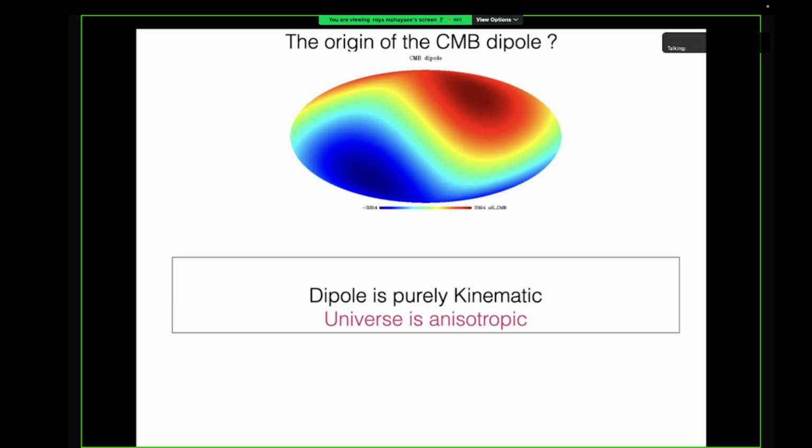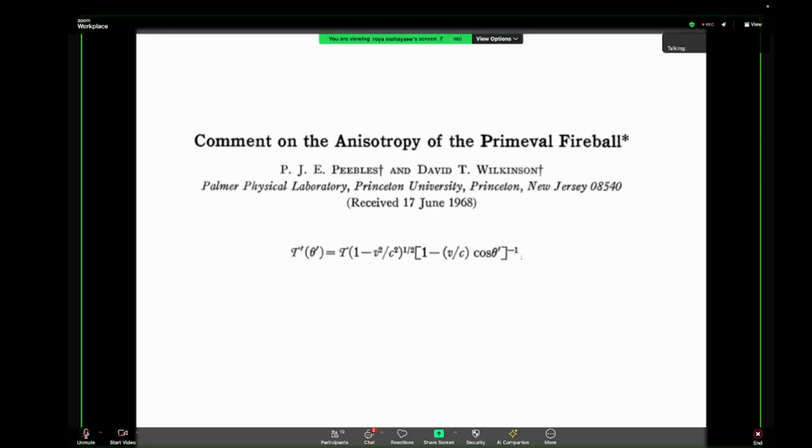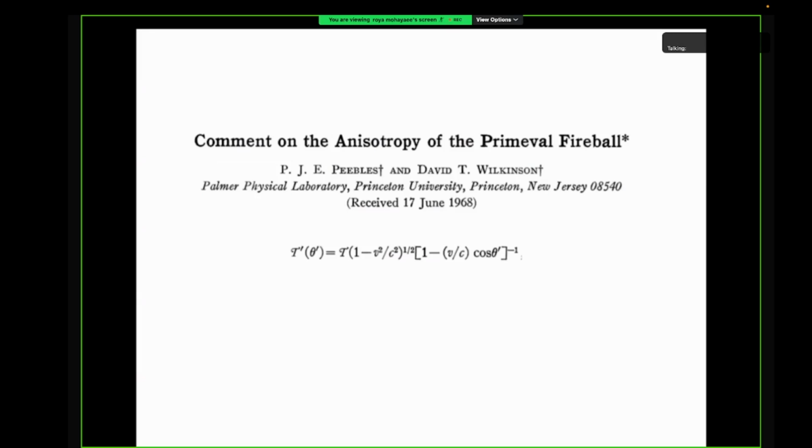So CMB fluctuations are considered to be a black body, and an observer that moves in a black body radiation will see a dipole, and that dipole corresponds to this. And from measuring this dipole in the temperature, we can deduce the observer's velocity. And this is the work that was done by Jim Peebles and David Wilkinson very early on, more or less at the same time as the discovery of the cosmic microwave background radiation.